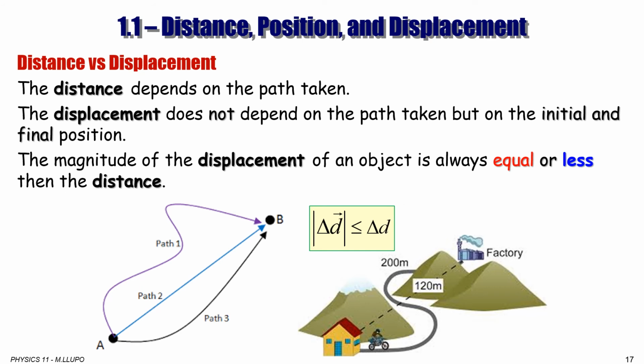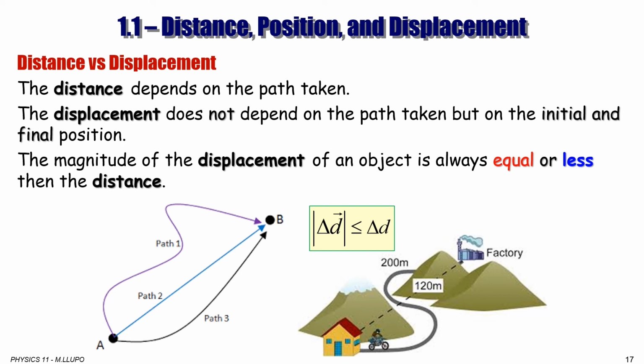Now, magnitude of displacement, since that is a straight line, is always equal to or less than distance. There is no way that magnitude of displacement can be longer than a distance. So we can say absolute value of displacement is always less than or equal to distance. Now, I label distance as delta D.